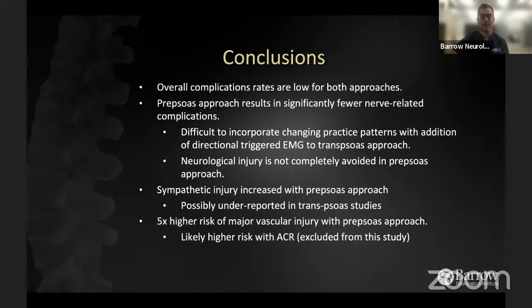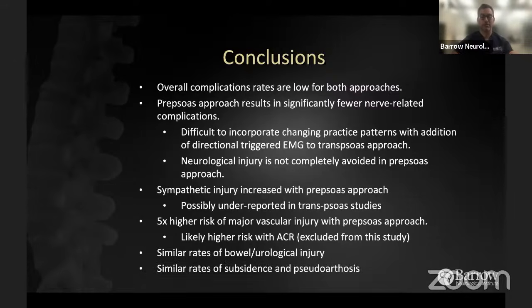There was a 5 times higher risk of major vascular injury with the pre-psoas approach. In this study, we did not include any papers describing ACR, where the ALL is sectioned, which would likely increase the risk of this for the trans-psoas surgery. There were similar rates of bowel and urological injury, and there are also similar rates of subsidence and pseudarthrosis.